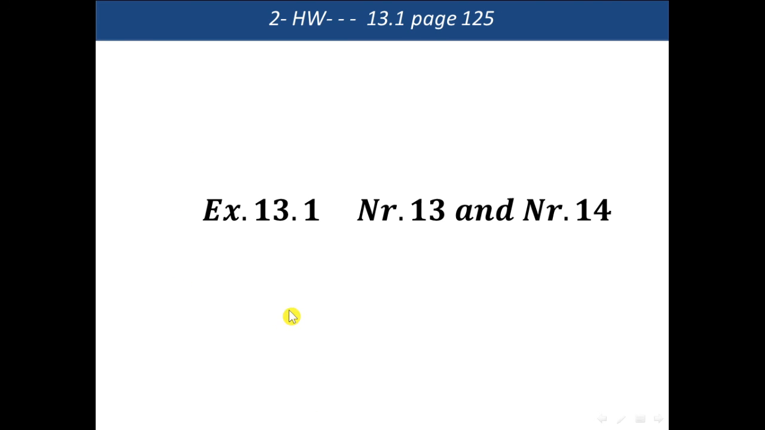So please, can you try by yourself also exercise 13.1, number 13 and number 14. It's very important. And send me your answers on WhatsApp.